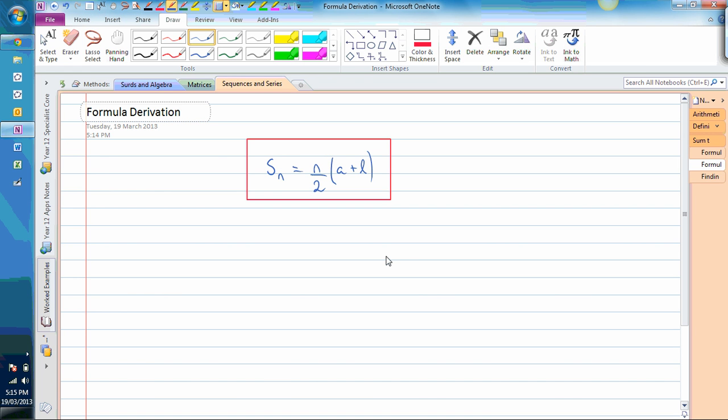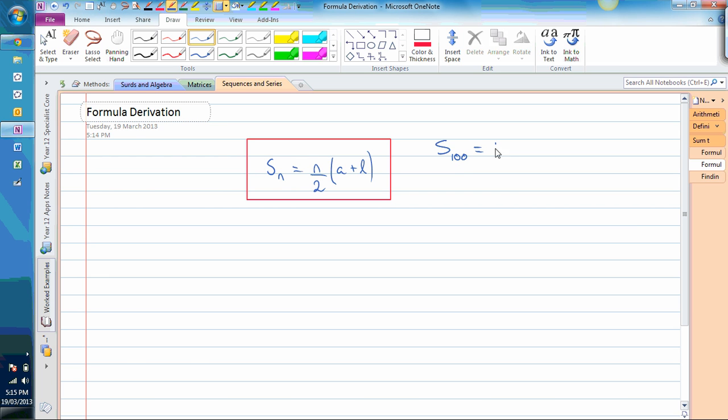In the last video, we looked at the derivation of the formula for the sum to n terms of an arithmetic progression. And this is the formula that we got. The sum to n terms is equal to the number of terms divided by 2 multiplied by the first term plus the last term.